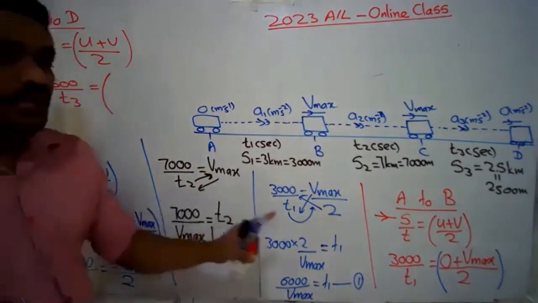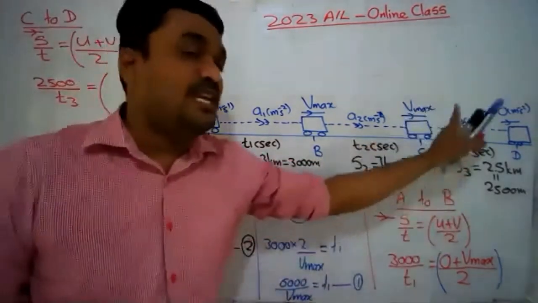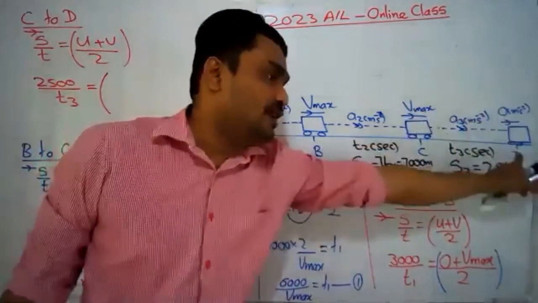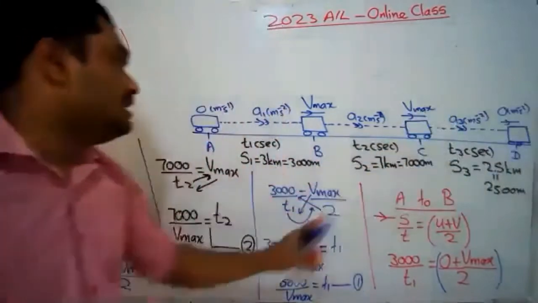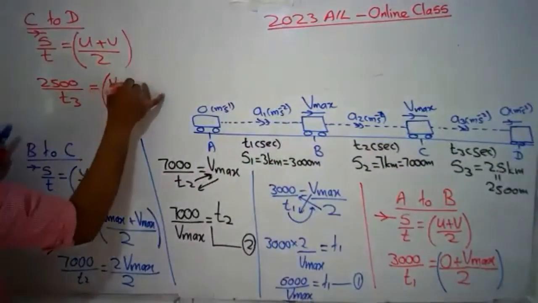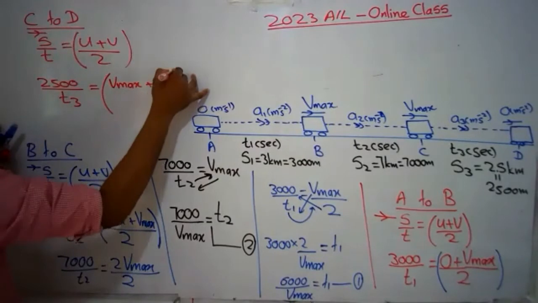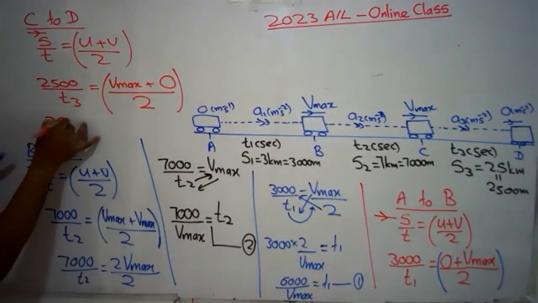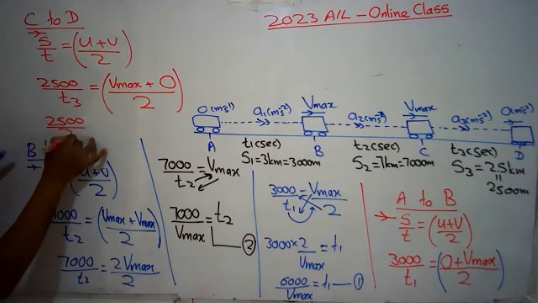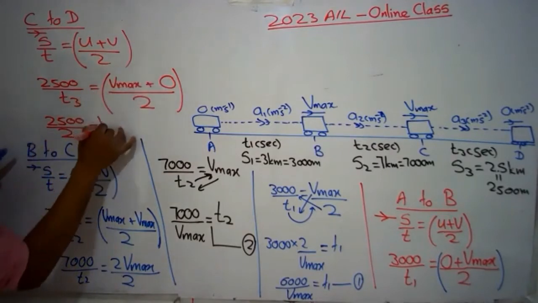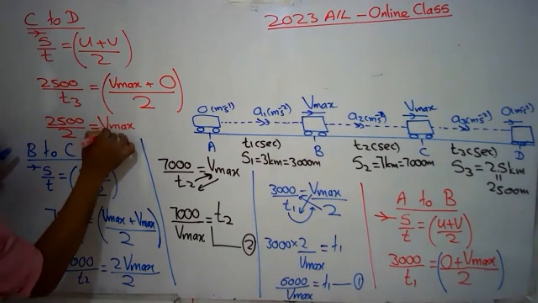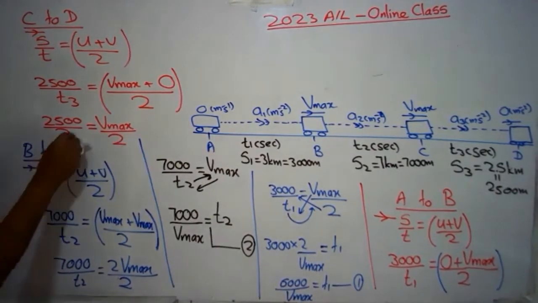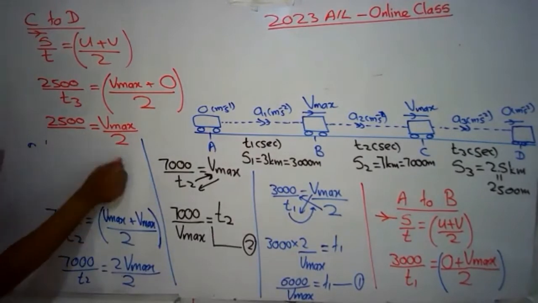U is the velocity at the point C, and V is the velocity at point D. Initial velocity at C, final velocity at D. So initial velocity is Vmax. The final velocity is 0. So this is 2,500 divided by T3 equals Vmax plus 0, that is Vmax, divided by 2.